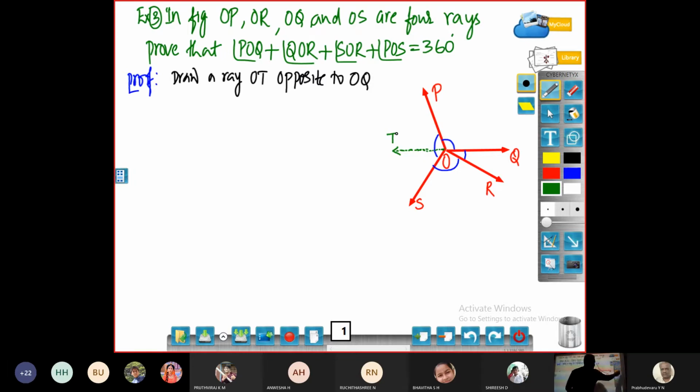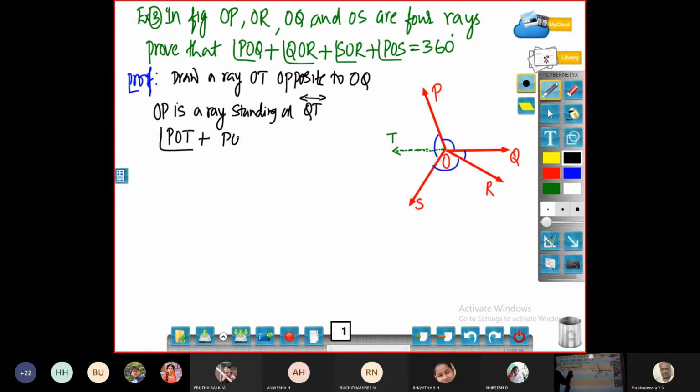Now you can see here OP is a ray standing on line QT. So you know that if a ray stands on a line, then the sum of the adjacent angles formed must be 180 degrees. Therefore I can write angle POT plus angle POQ should be equal to 180 degrees. We have learned it in the previous class.